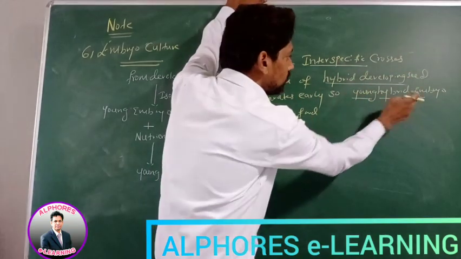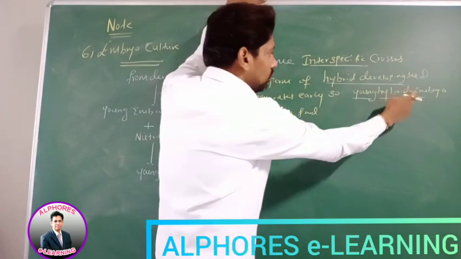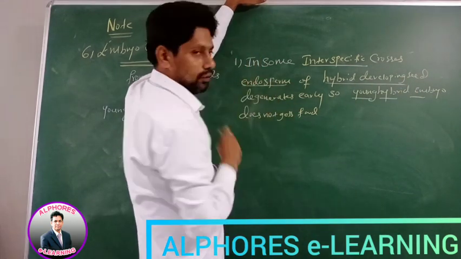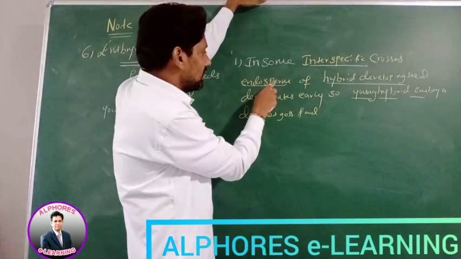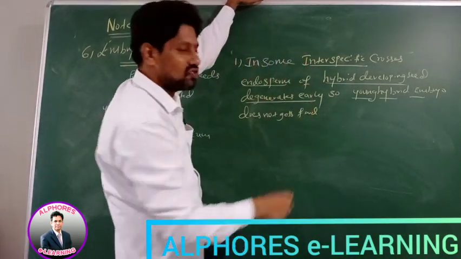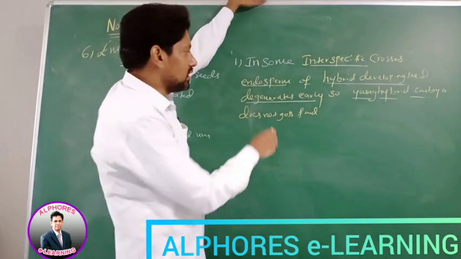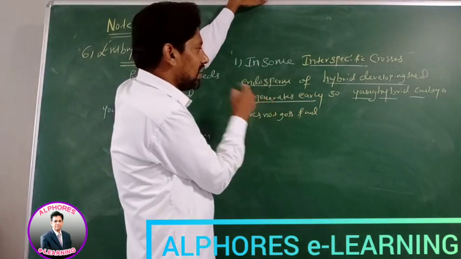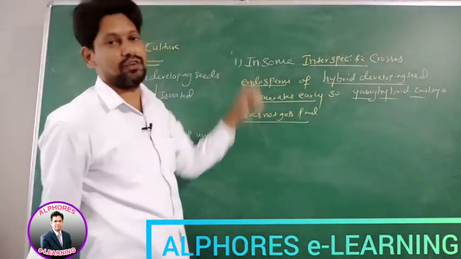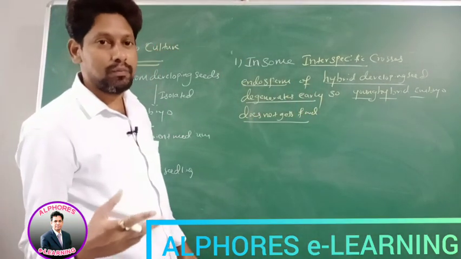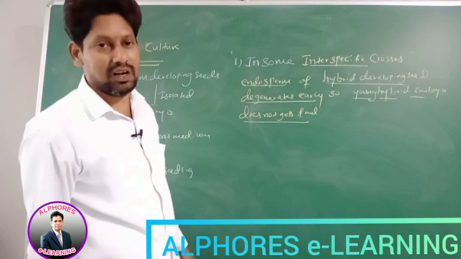Who provides food to the embryo? The endosperm provides food to the embryo. But this endosperm has disintegrated in early stages. If the endosperm disintegrates early, does the embryo get food? It won't get the food. Therefore, the embryo starts disintegrating.